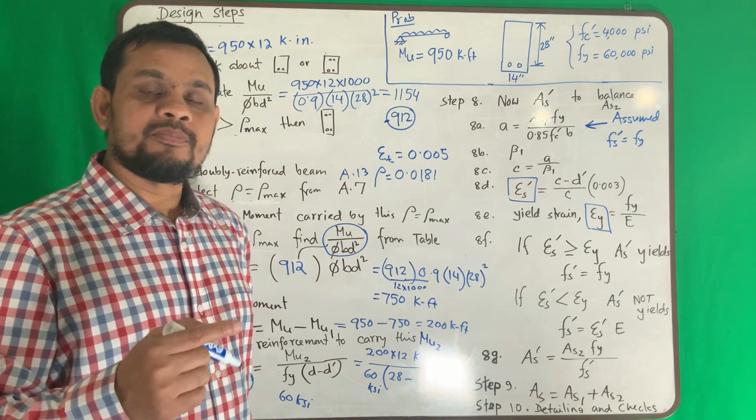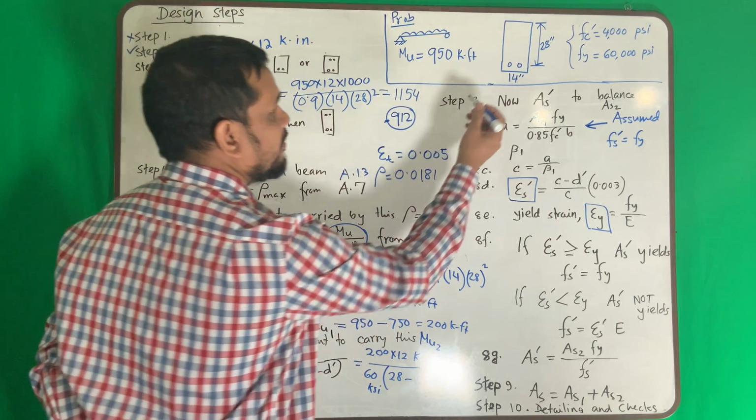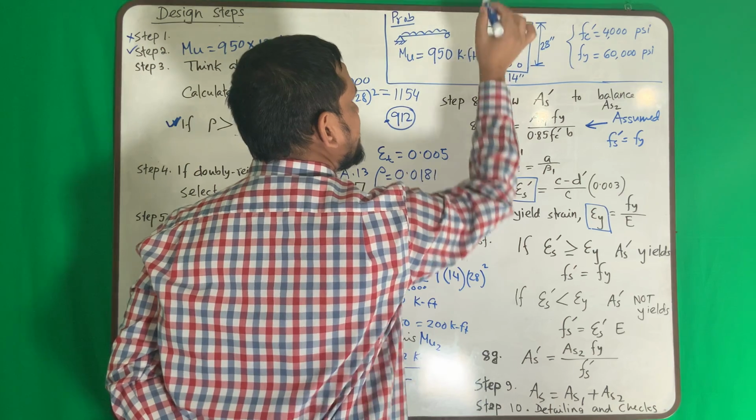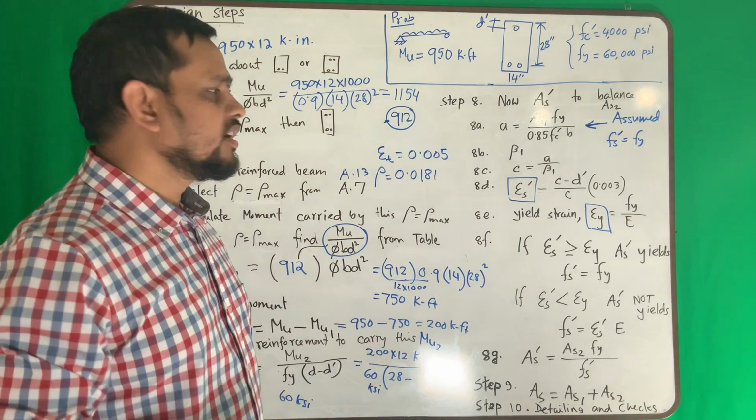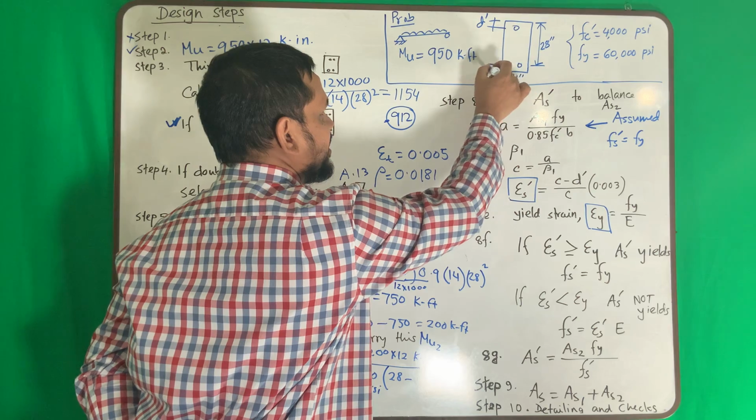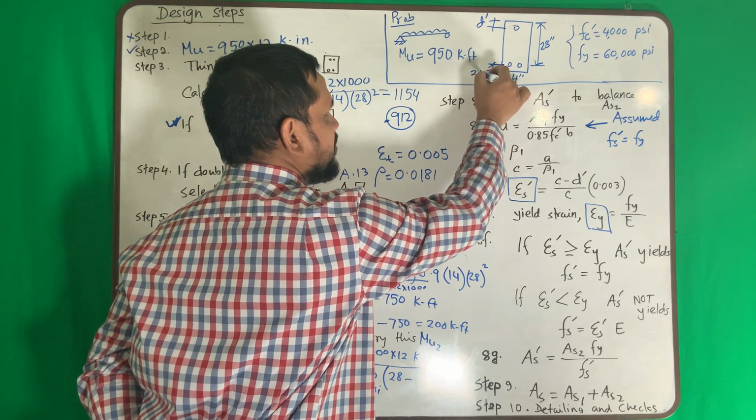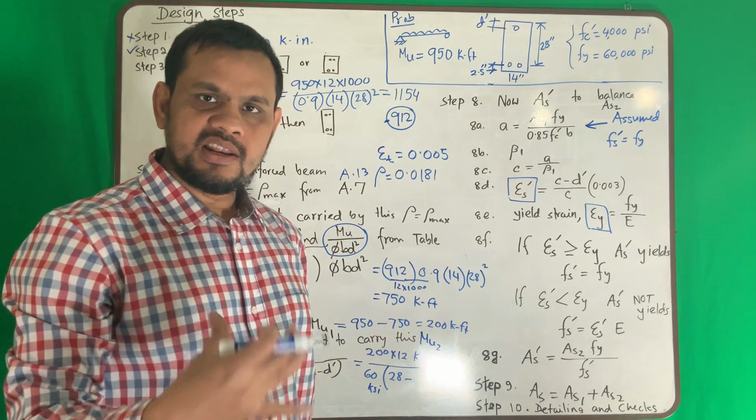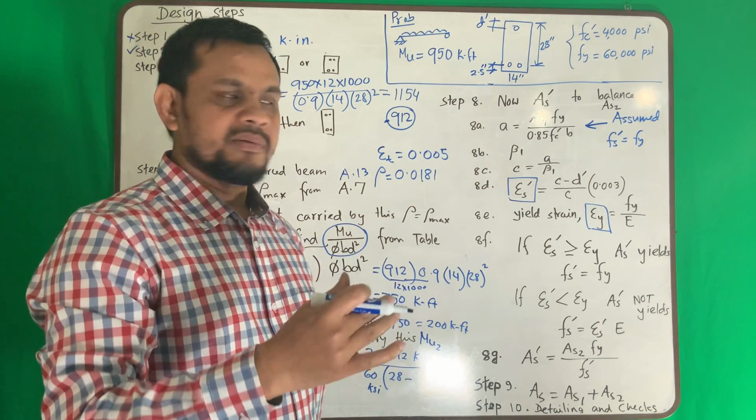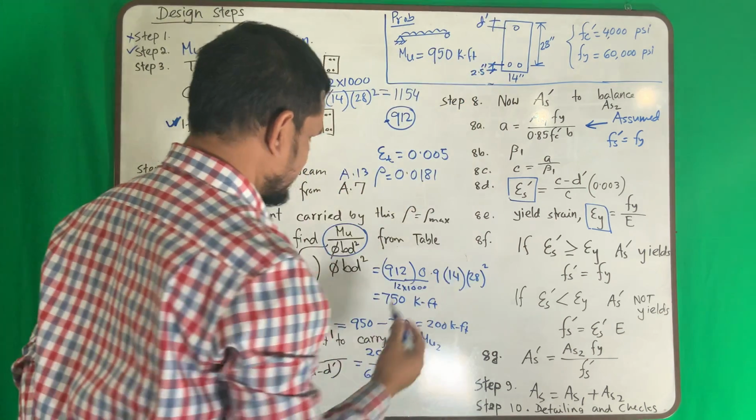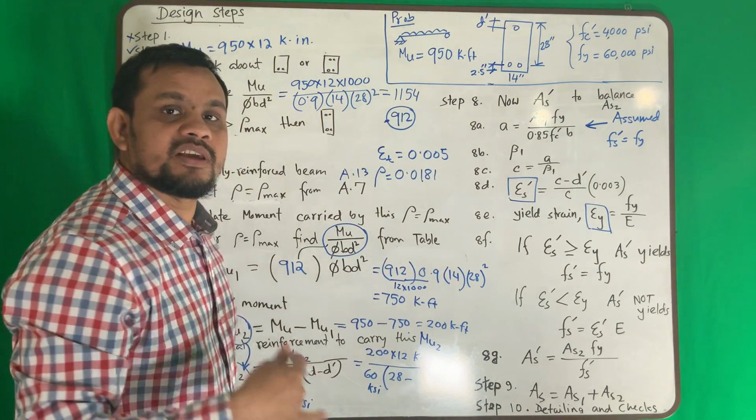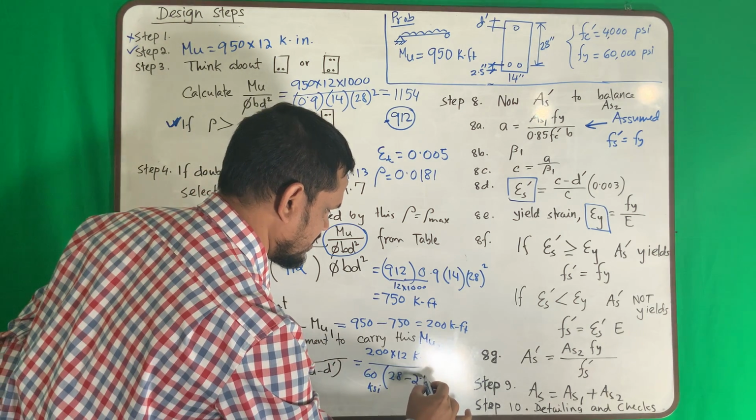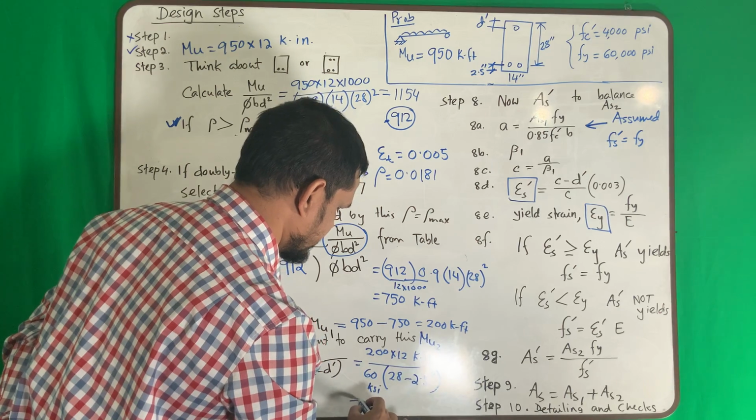D prime is where you will place your compression reinforcement. If you place it here, what is this distance? That is D prime. So you will select this. Typically, whatever space you leave here, typically 2.5 inch for an interior beam, that will cover your clear cover, stirrup, everything. So I will also use 2.5 here. Now this D prime, you will select it. So 2.5 inch. So what is the reinforcement?